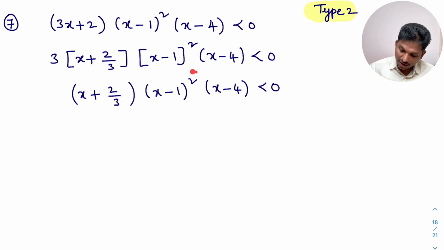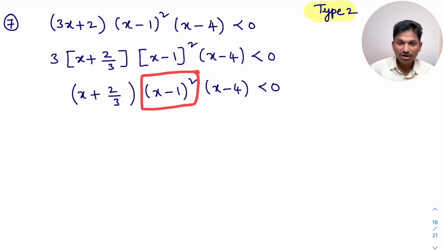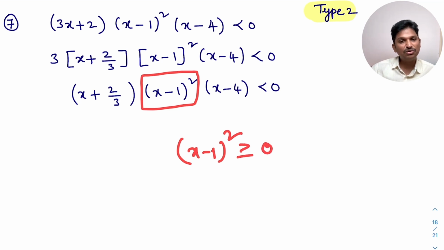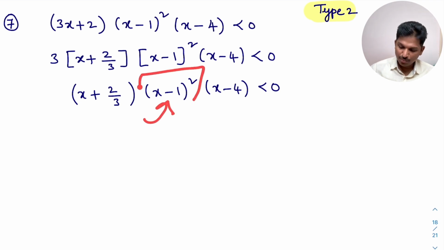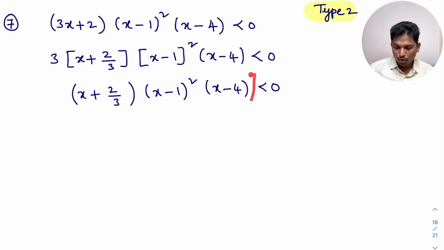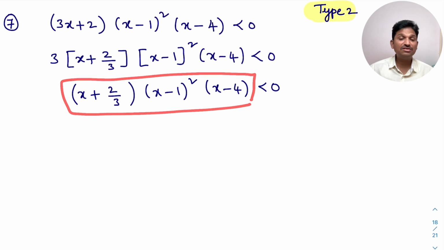Now, you see here, whatever x value you take, this is even power, na? Whatever x value you take, this (x minus 1) whole square is clearly greater than or equal to 0. Whatever real x value you take, (x minus 1) whole square is greater than or equal to 0. So here, equal to 0 is there only when we take x equal to 1. Whatever real value you take other than 1, this expression is clearly positive. Clearly positive. If you observe, this whole thing is negative.